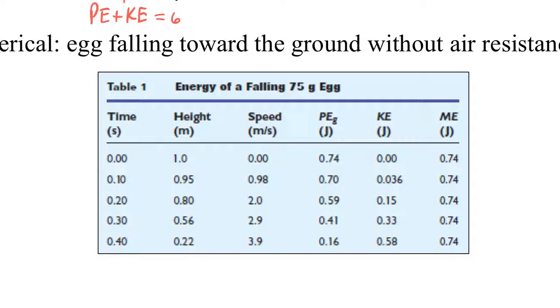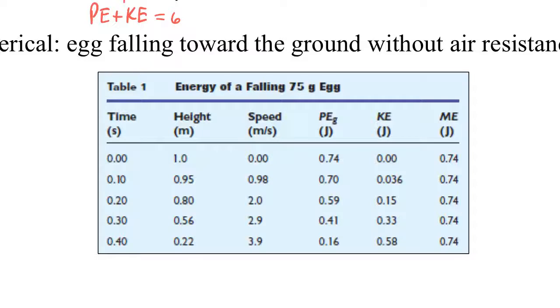So this is when it's dropped at 1 meter, then it starts to fall a little bit further. It falls, so it loses height, and therefore loses potential. It gets faster, so it gains kinetic. It continues to gain kinetic the whole way down. It continues to lose potential the whole way down. As it's falling, it's losing potential.